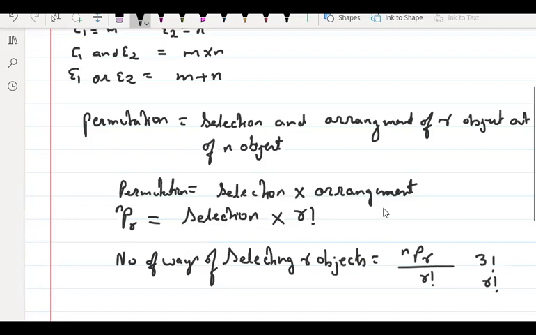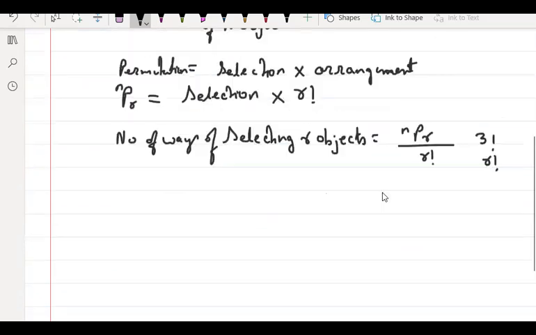Now think about it. Put the formula of NPR. So it is equal to N factorial divided by (N minus R) factorial into R factorial. Yes or no? Everyone is getting it.